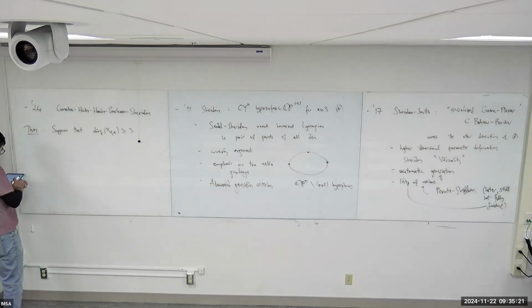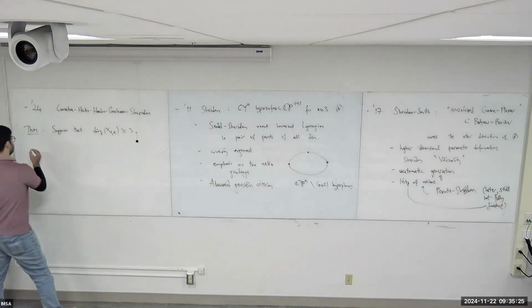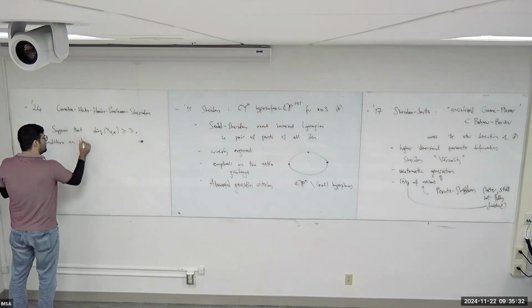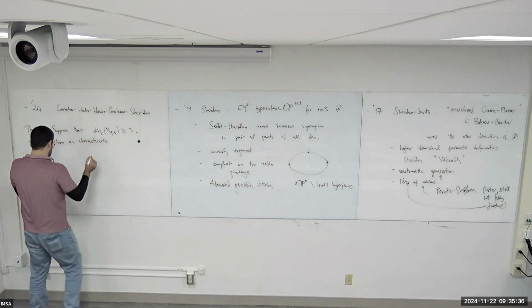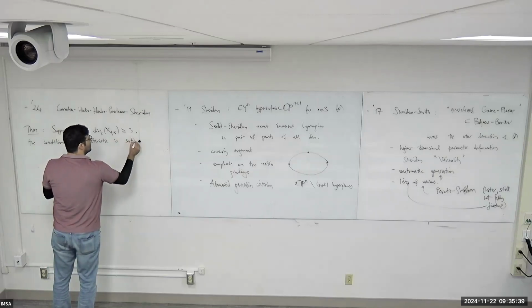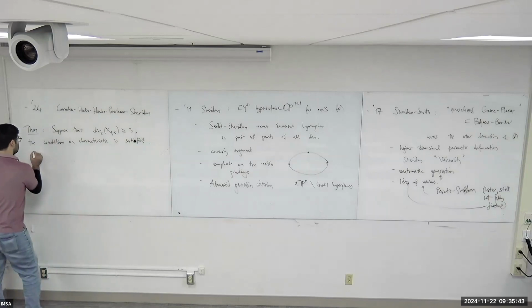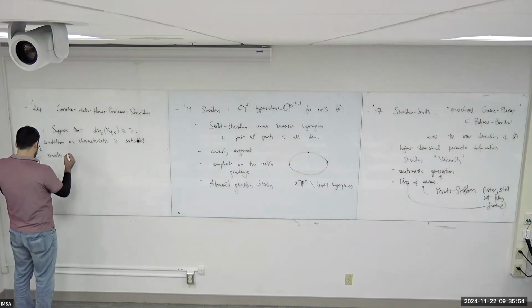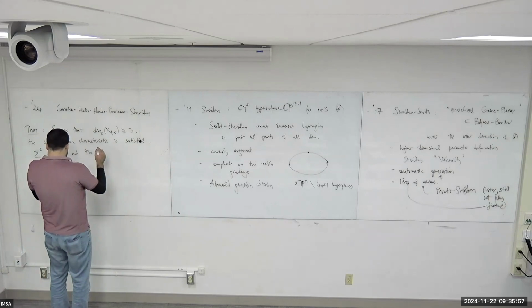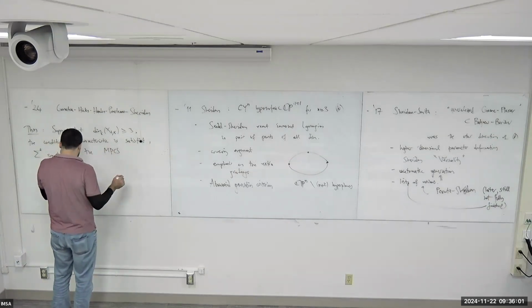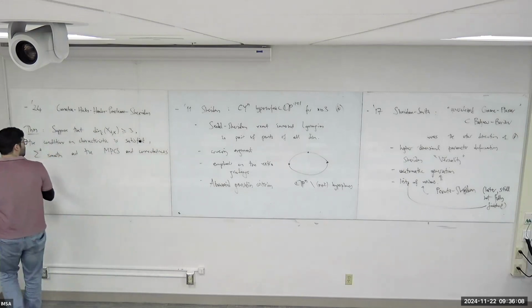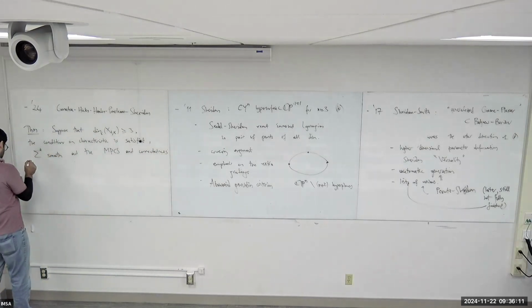Okay. But now there are some more assumptions. So, let me write this one. The condition on characteristic is satisfied. This thing that in the conjecture was assumed to be simplicial is smooth. And the MPCS and connectedness hold.